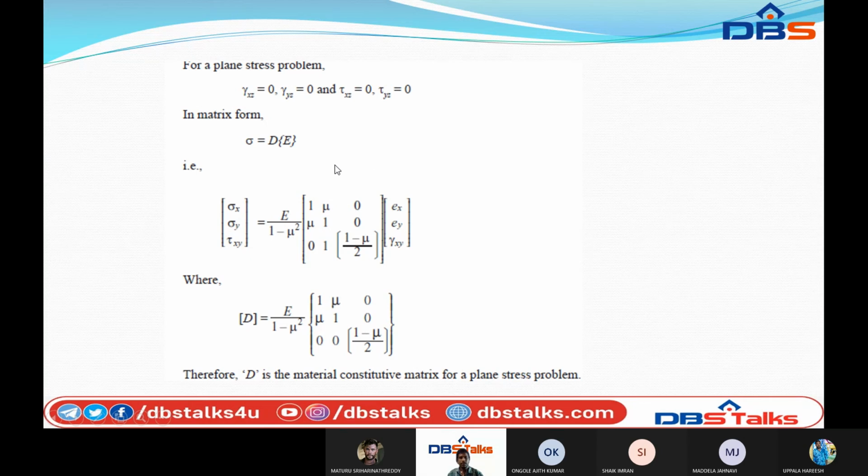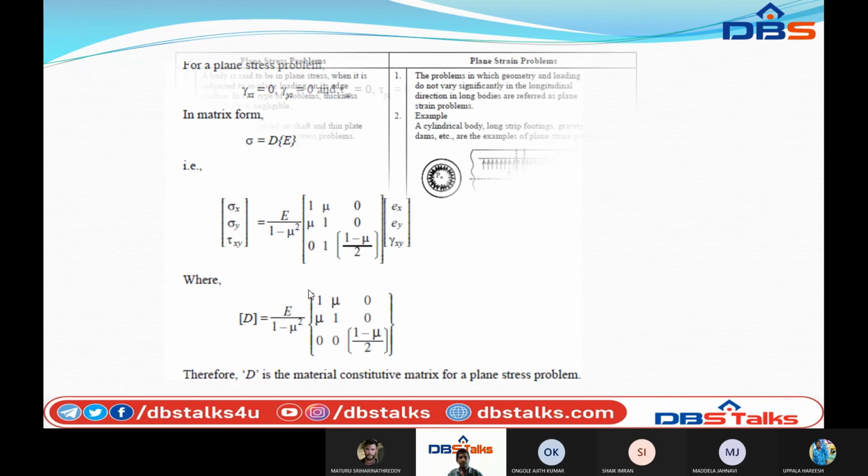Friends, please notice that the D matrix for plane strain condition is similar to the stress strain relation matrix for a three-dimensional elastic body. Coming to plane stress condition, it changes somewhat. In plane strain condition, we write E by 1 plus mu into 1 minus 2 mu. But in plane stress condition, we change the value to E by 1 minus mu square. The remaining terms are all similar to plane strain conditions.